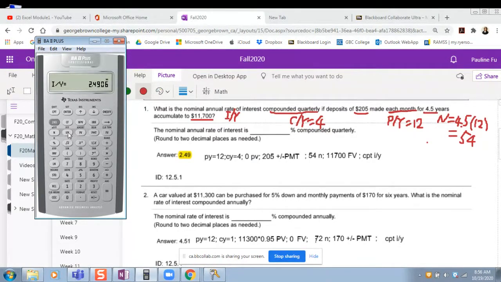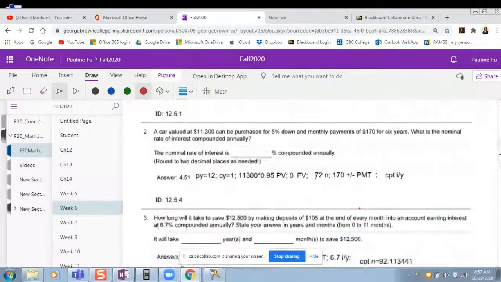You need to read instructions. The instruction says round 2 decimal places, so the answer should be 2.49. Okay. Any questions? So this is the interest rate.